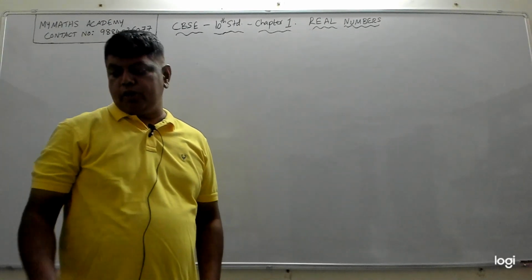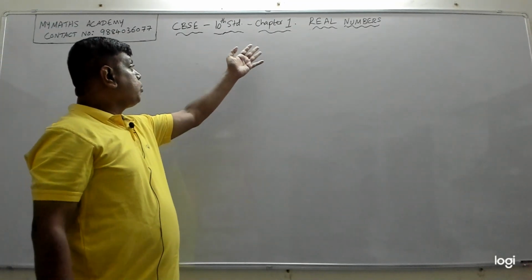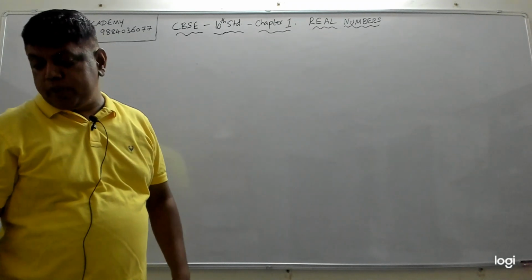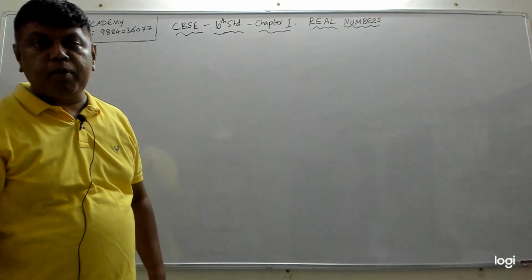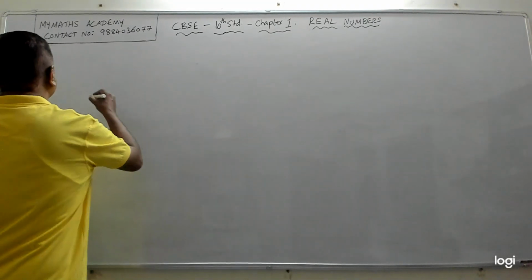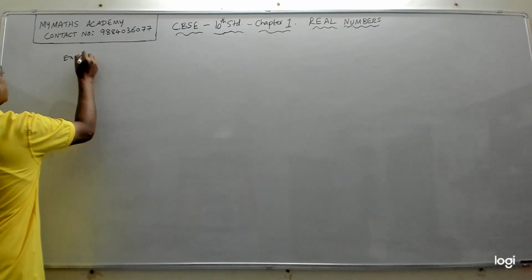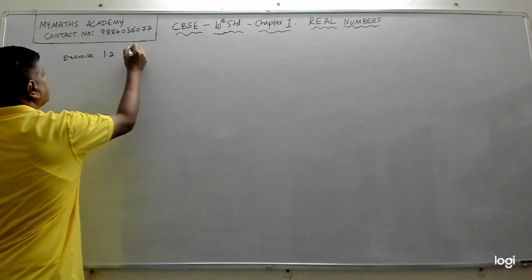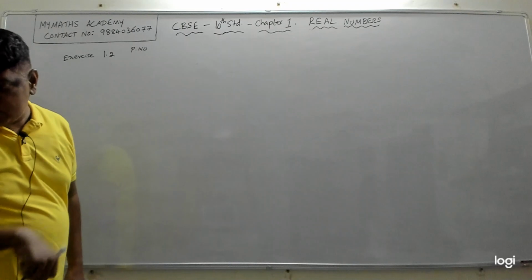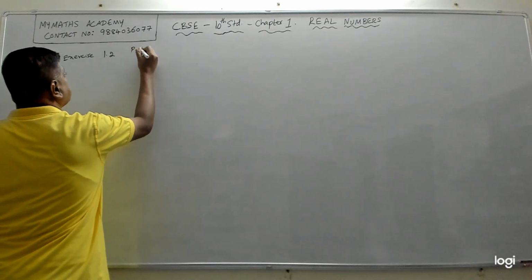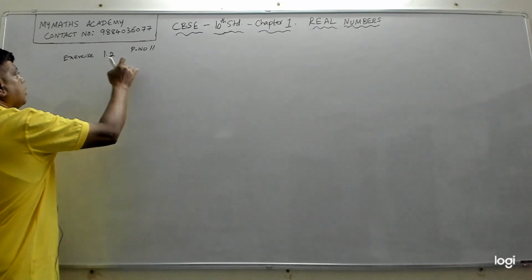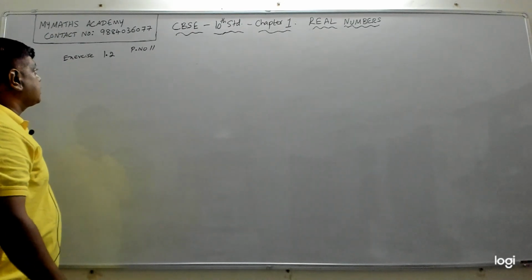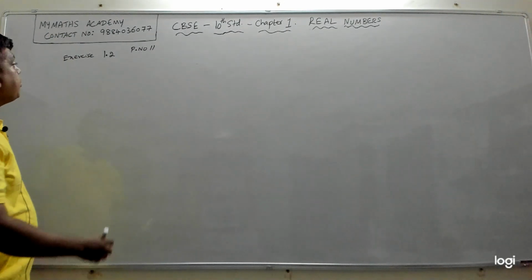In this video, we'll continue with chapter 1, Real Numbers, from 10th standard CBSE mathematics. We will continue with exercise 1.2, page number 11 in your textbook. Exercise 1.2 in the chapter Real Numbers, which is the first chapter from 10th standard CBSE maths. So in exercise 1.2 we'll continue with problem number 3.